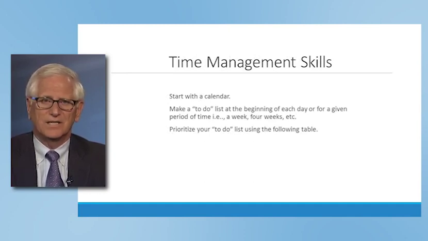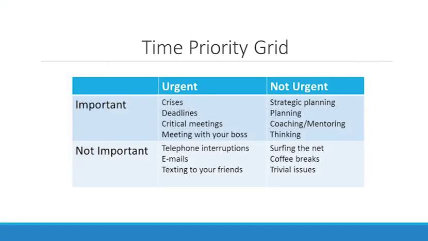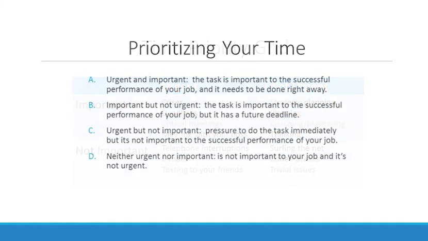Make a list at the beginning of each day of all the things that need to be done that day, and then prioritize each item according to urgency and importance. For example, items that are urgent and important. The task is important to your job and it needs to be done today. For example, a report to your boss for a meeting that's scheduled this afternoon.